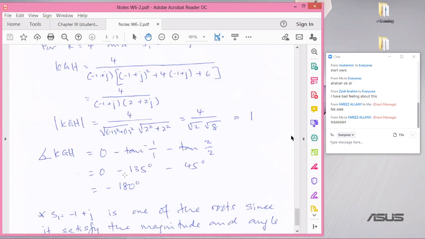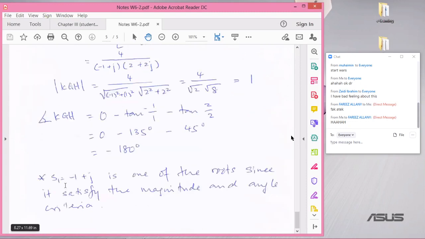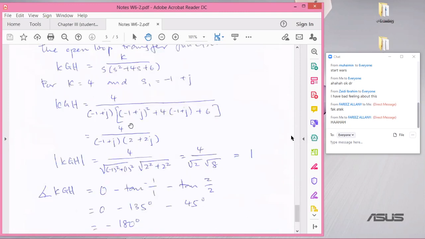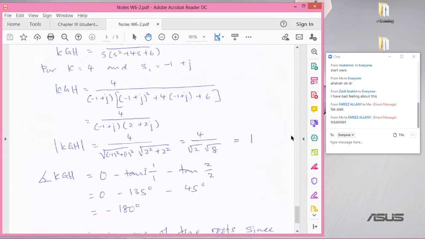And therefore we can conclude that the point negative 1 plus j is one of the roots of the system. Why is it one of the roots? Because this is a third order system. For a third order system, you're going to have 3 roots for a particular value of k. But this is just one of them.